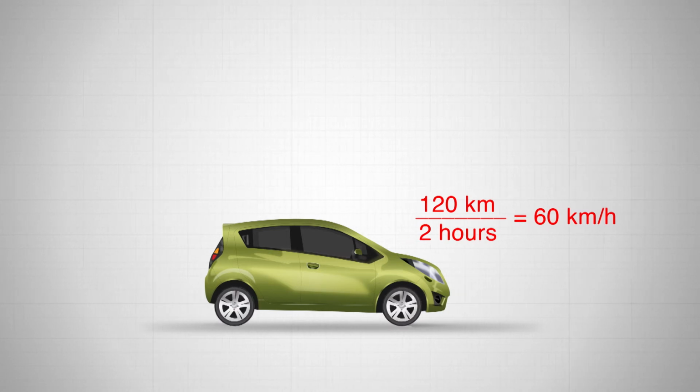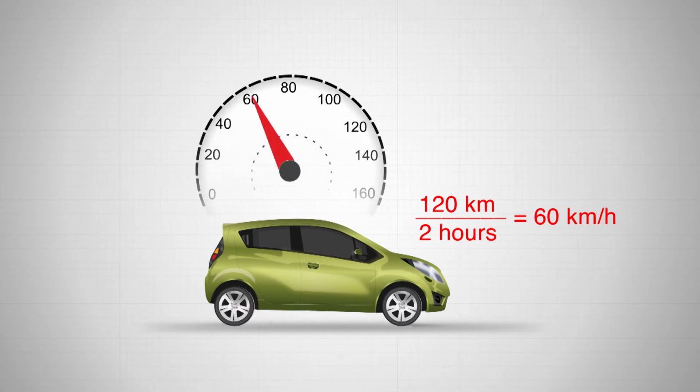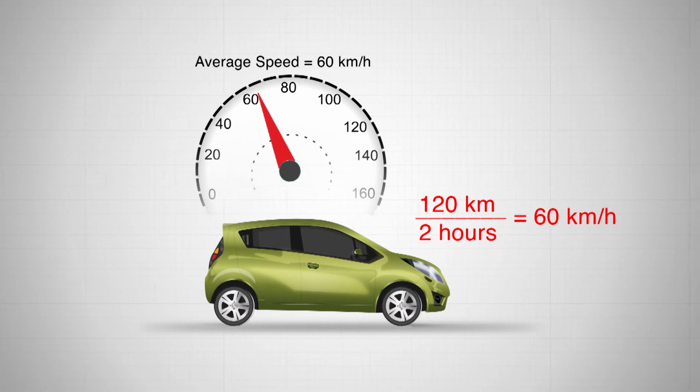But we know that even if a car has an average speed of 60 km per hour, at a particular time, say at 5 minutes and at 10 minutes, the speed that the speedometer of the car shows may be different. The speedometer shows instantaneous speed at a particular time.